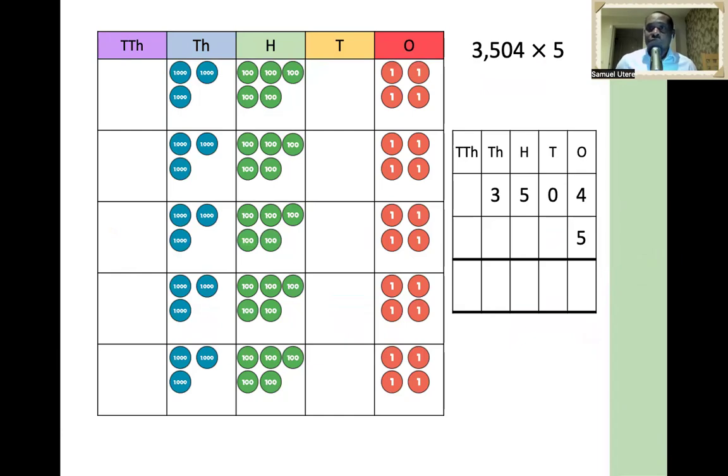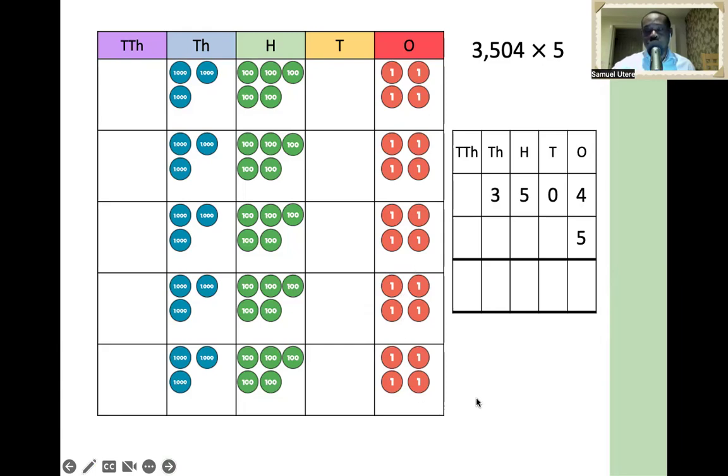Now, let's look at the formal method of multiplying integers using our place value chart. Here, the place value chart shows 3,504 into 5 lots. We're going to look at how to do the multiplication and how to do the exchange. Remember, in your place value chart, if you have more than 10 values or counters in a column, you're going to have to do an exchange. So let's do the first one.